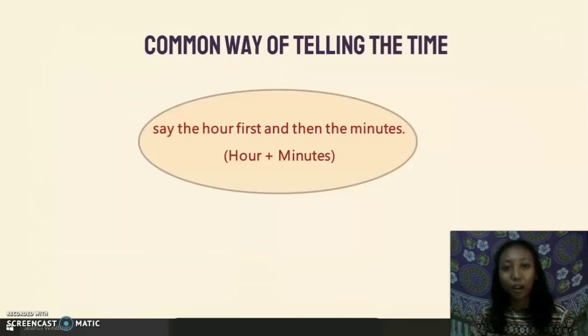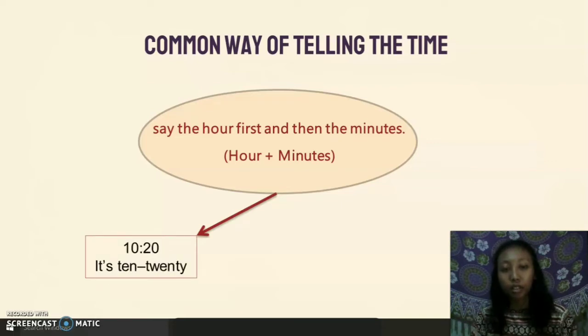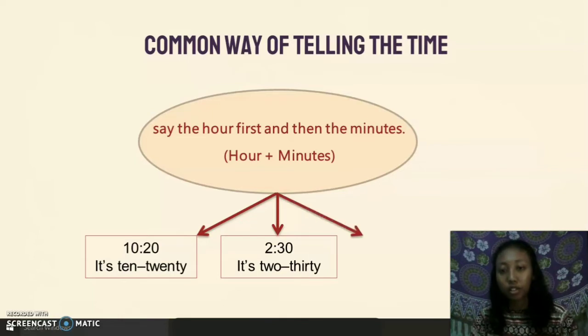Great! Now, here is the common way of telling the time. Say the hour first, then the minutes. Let's take a look at some examples. First, it's 10:20. 10 is the hour and 20 is the minute. Next, it's 2:30. 2 is the hour and 30 is the minute. And for the third example, it's 6:10. 6 is the hour and 10 is the minute.